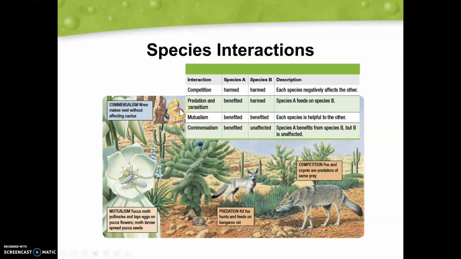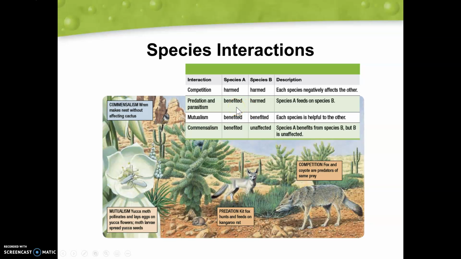So our next interaction here is we're going to push 2 together, predation and parasitism, because in this case, both times we see species A is going to benefit and species B is going to be harmed. So for an example here, predation, we know that predators eat prey, so it's beneficial for the predator, not beneficial for the prey because they're being eaten. Same thing is happening with parasitism.